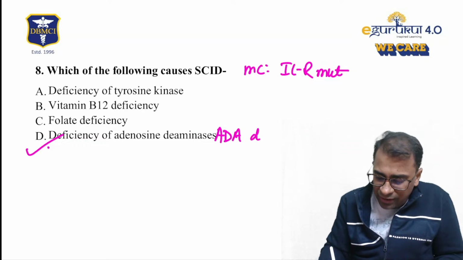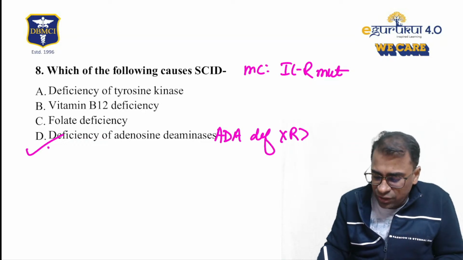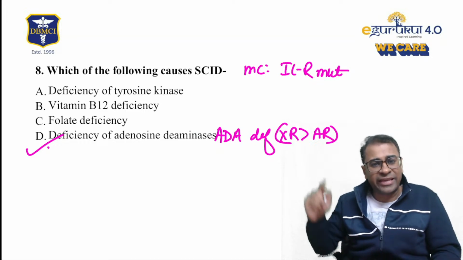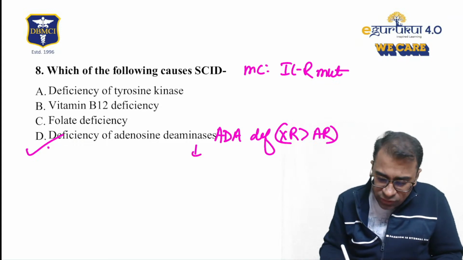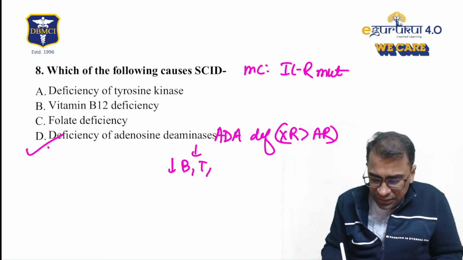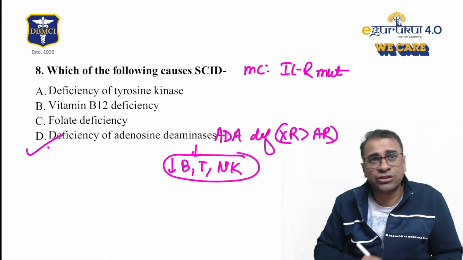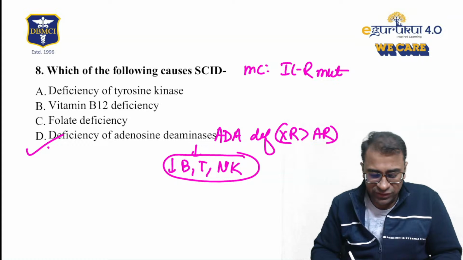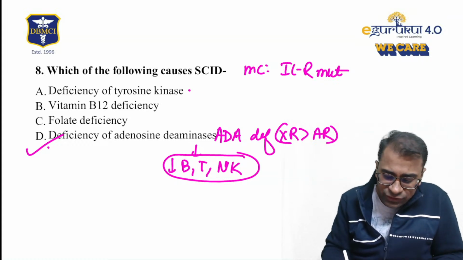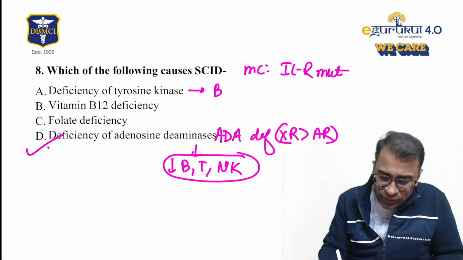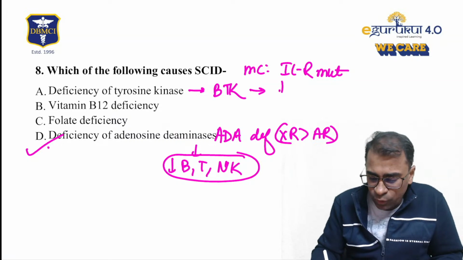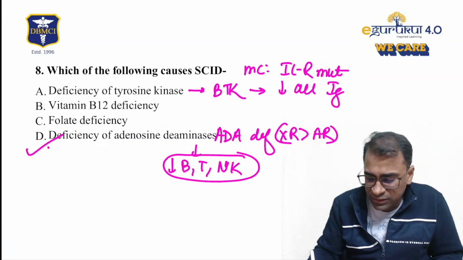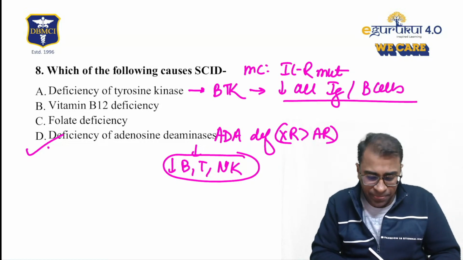Very good. ADA deficiency, it's autosomal recessive. In fact, X-linked is the interleukin receptor mutation and ADA is an autosomal recessive mutation. So this will cause a decrease of B cells, T cells, NK cells, all of them are lost in a disease called severe combined immunodeficiency. Defect of tyrosine kinase often leads to Bruton's tyrosine kinase deficiency, and that is often a decreased amount of all antibodies including the B cells. So this also is lost in a case of the tyrosine kinase.